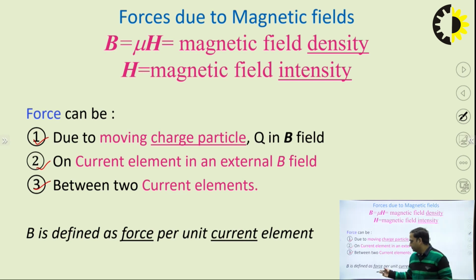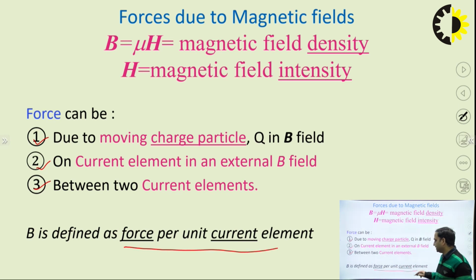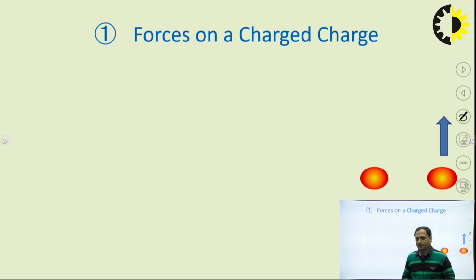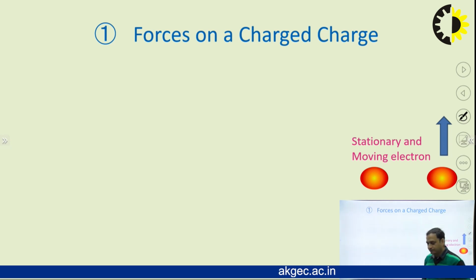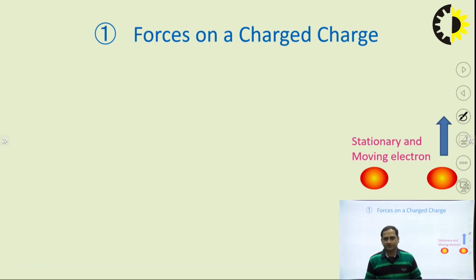Okay, so B is defined as the force per unit current element. So this is the definition for the field. An important point here is that the already existing magnetic field is there. So when we have force, the first case is forces on the charged particle or charged elements.